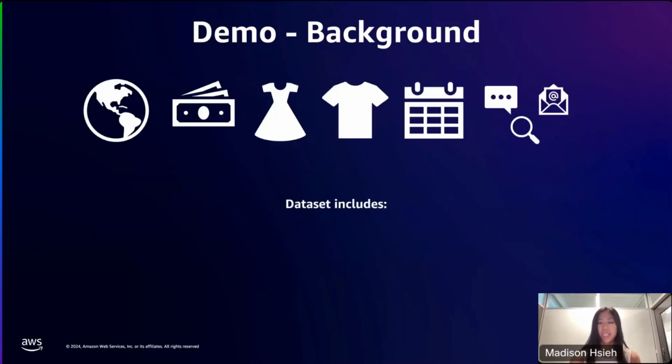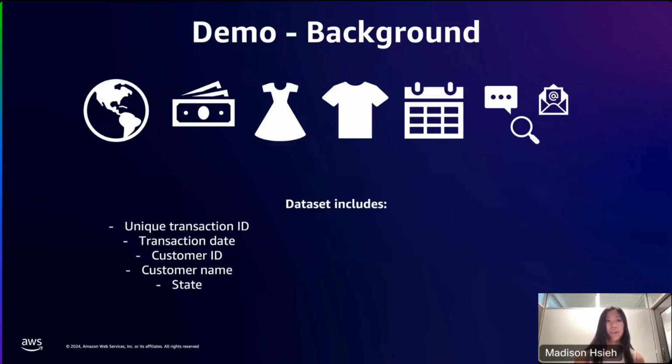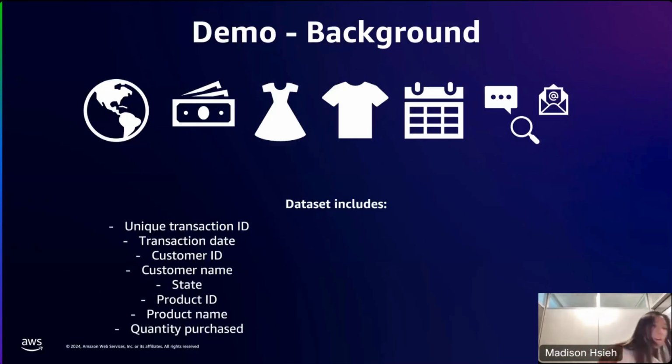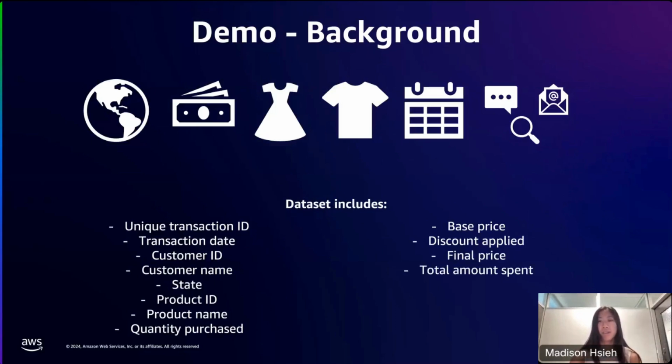All right, so this is the data set fields. We have unique transaction ID, transaction date, customer ID, customer name. Then we also have, sorry, my screen's blocked here, state, product ID, product cost, and then quantity bought, base price, discount applied, final price, total amount spent in the transaction, the source.